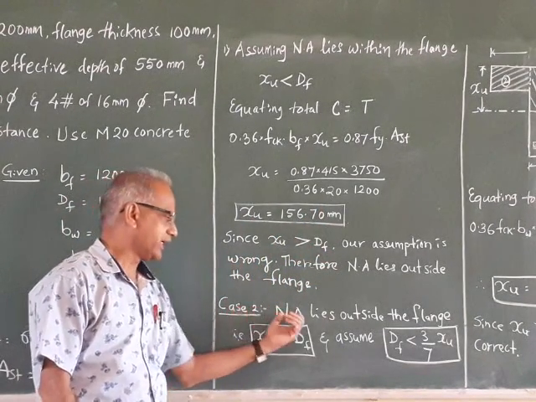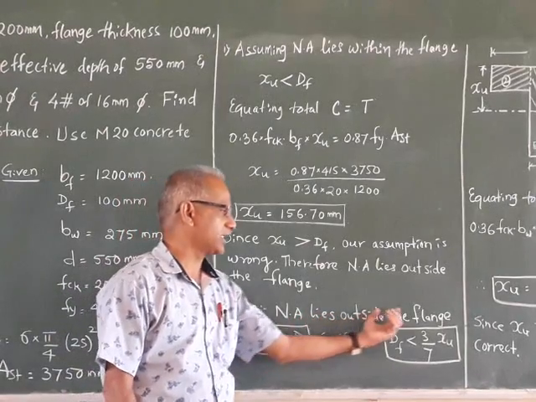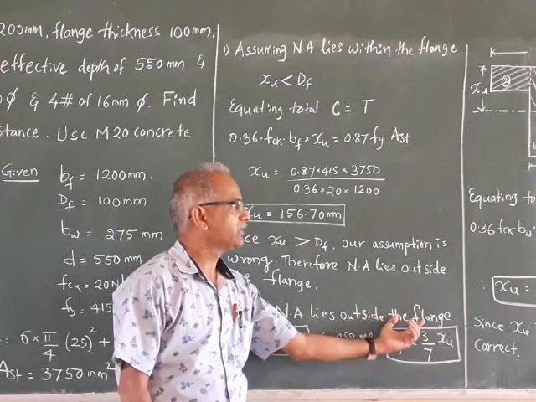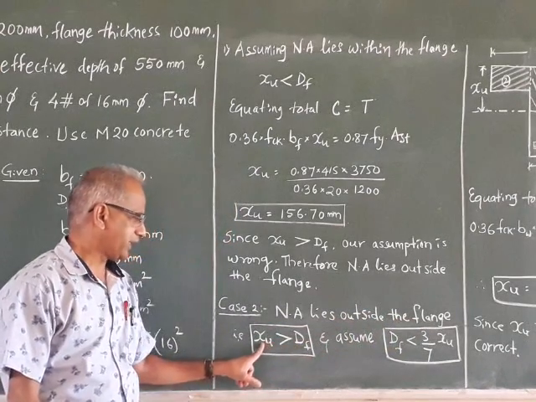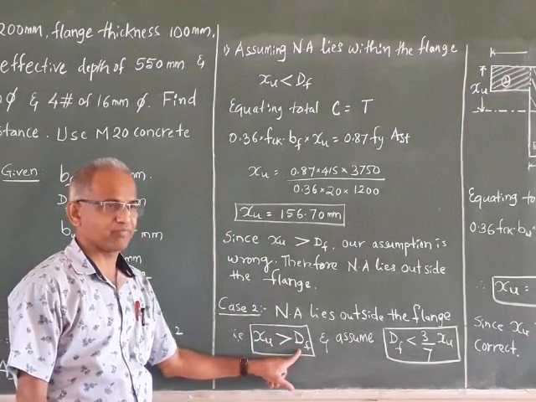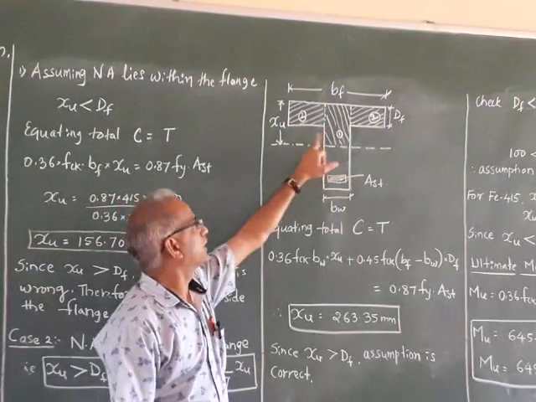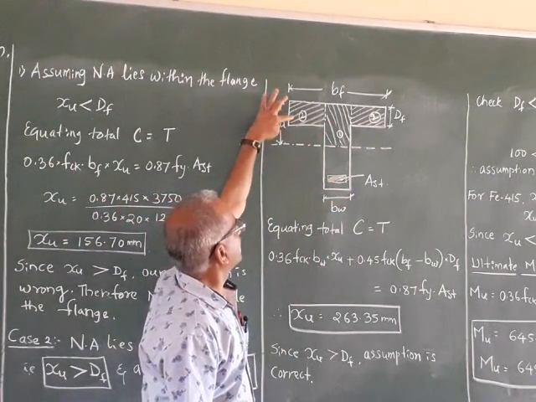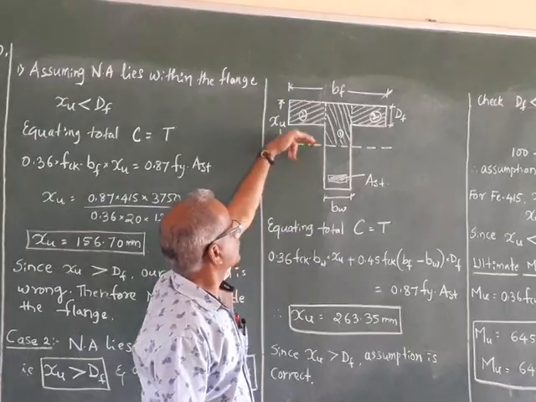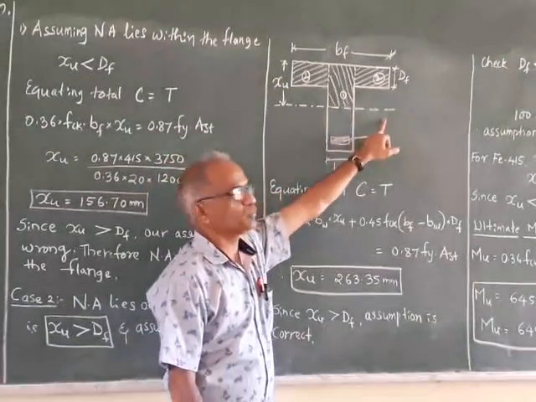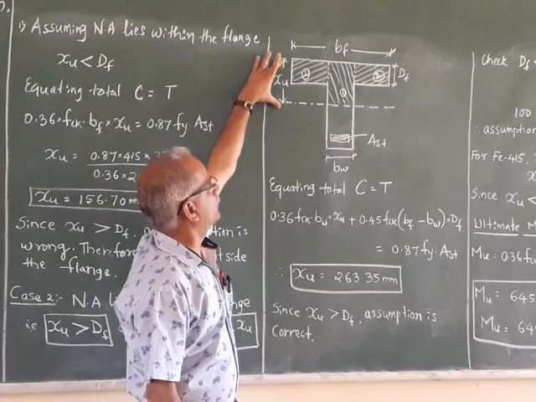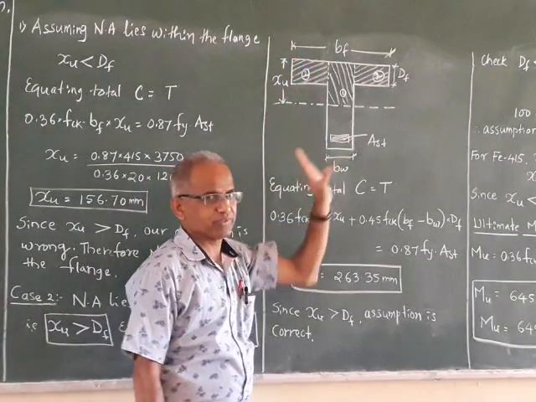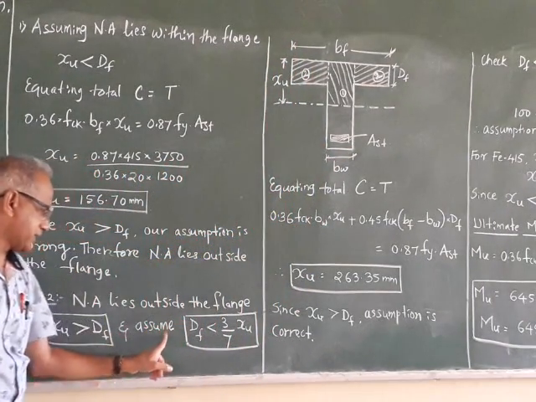Case 2. The neutral axis lies outside the flange now. Neutral axis lies outside the flange means XU is greater than DF. See this sketch, this is the XU now. It is not inside the flange, now it is outside the flange. So this is XU, this is DF. Now the condition is XU is greater than DF. That is the second case.